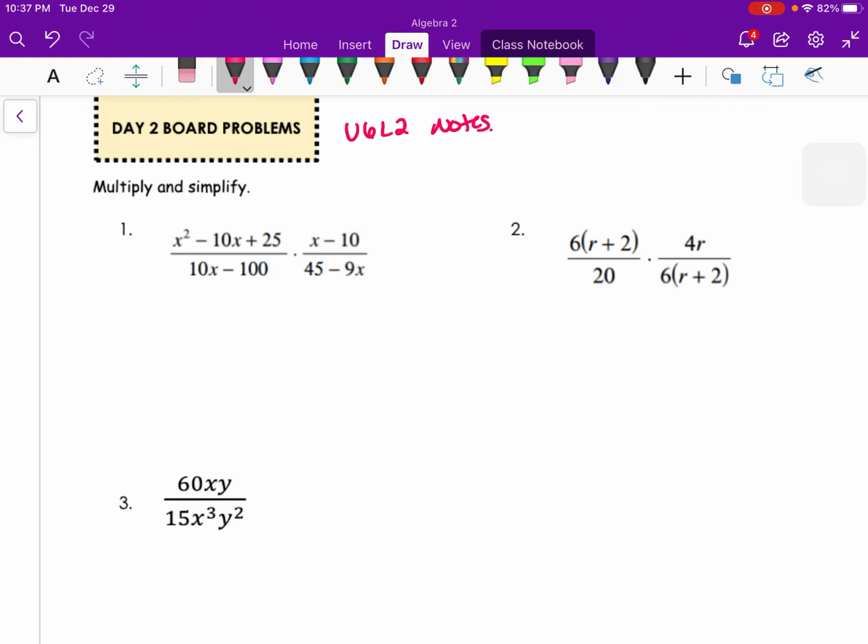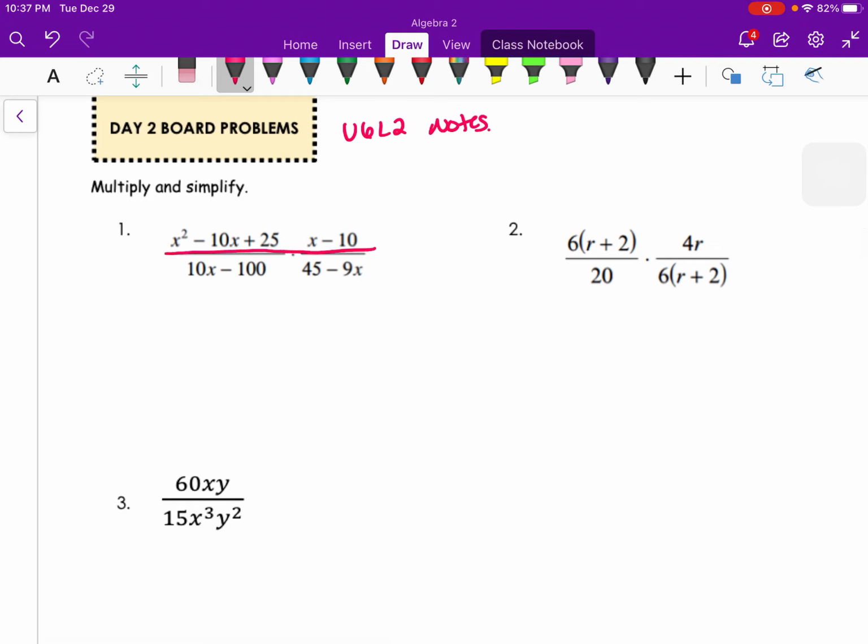All right, to multiply, when we multiply fractions, we multiply straight across the top and straight across the bottom. So we can make this one big fraction here, and then we need to just think of these as individual pieces and factor them individually. So if I start with x squared minus 10x plus 25, what multiplies to 25 and adds up to negative 10, since it's a trinomial? That'd be negative 5 and negative 5.